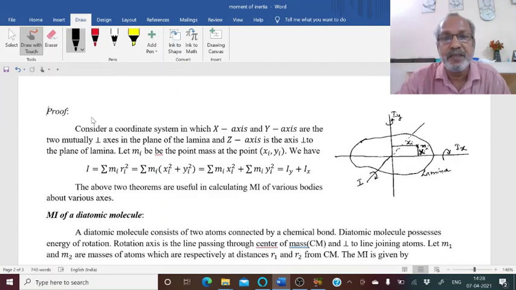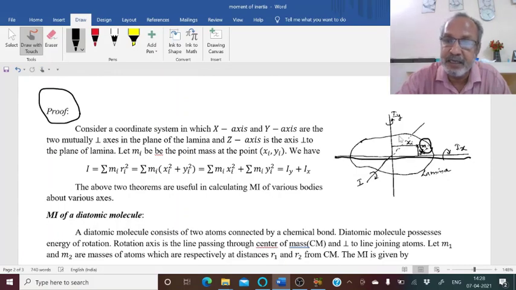Now I will discuss the proof of this theorem. The proof is very simple. We consider a point mass Mi on the lamina. Suppose we consider this as the x-axis and this as the y-axis.